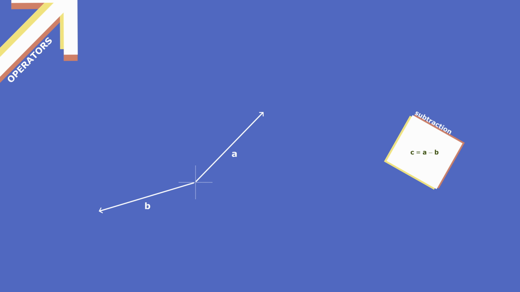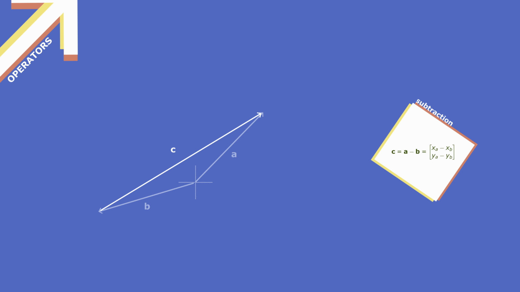Subtraction is similar, but a little different. Visually, you start from the head of the vector with the negative sign and follow through all the way to the head of the other vector. In our example, to form the new vector C, you start at the head of vector B, follow through to the head of vector A. The new vector then spans from head to head. Algebraically, the operation is performing a component-wise subtraction on its components as shown in the equation box.